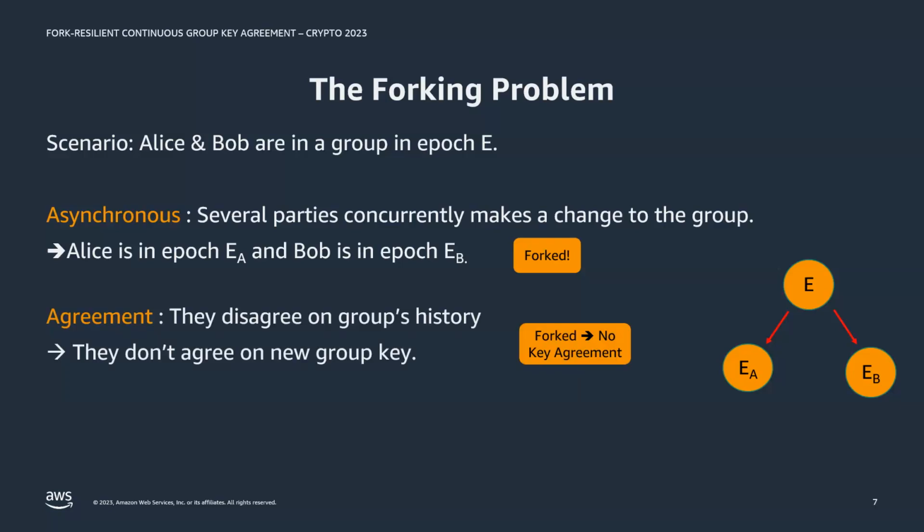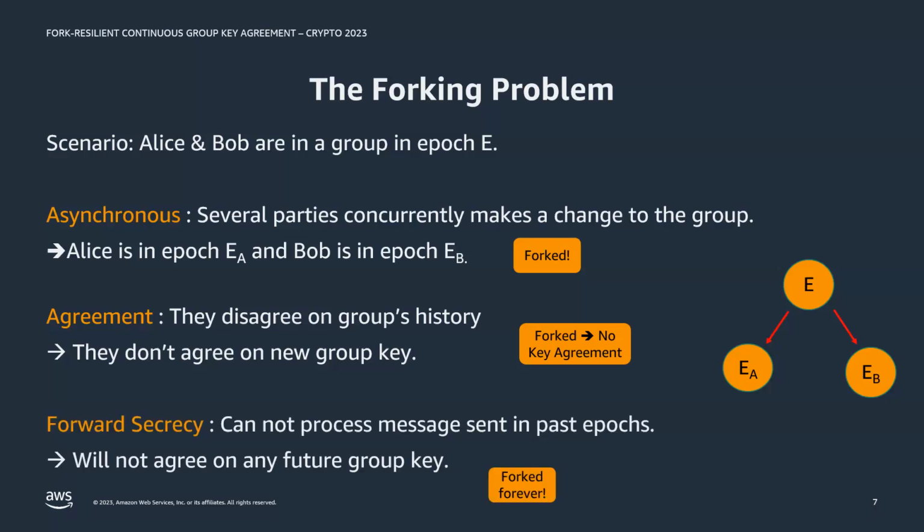But where things really start to get hairy is when you think about how forks interact with agreement. By definition of a fork, parties don't agree on the history. By definition of agreement, that means they don't agree on the group key. So being in a fork means communication just breaks down.